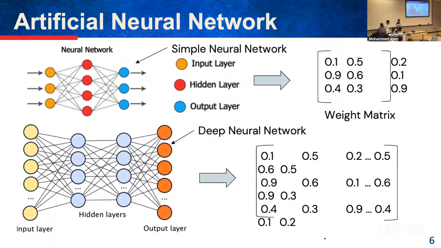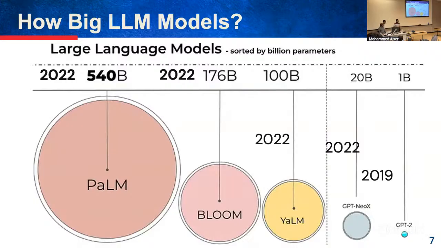In this week, the concepts are very similar. I think last week this was also presented by, I forget his name, maybe Mansoor. We know that in 2019, when the GPT-2 model was released, it had only 1 billion parameters. Then GPT-NeoX in 2022 had 20 billion parameters, then 100 billion parameters, then PaLM with 540 billion parameters.